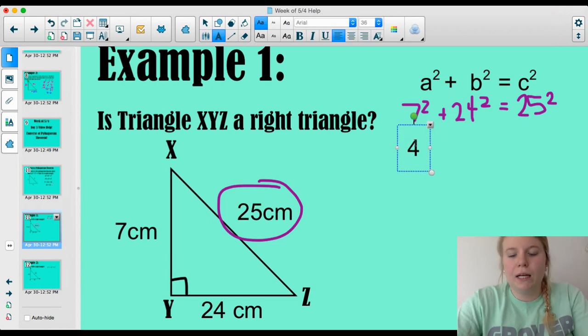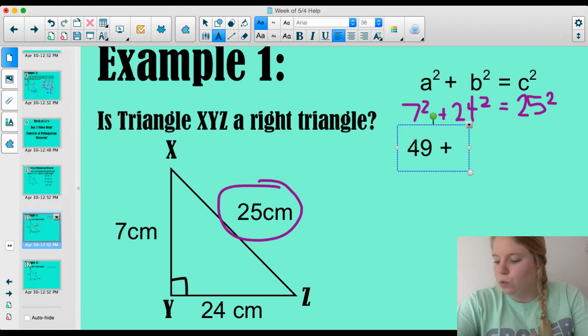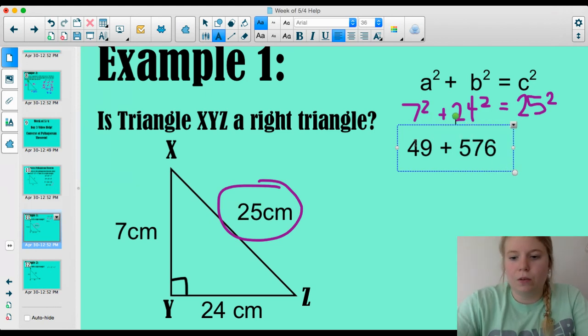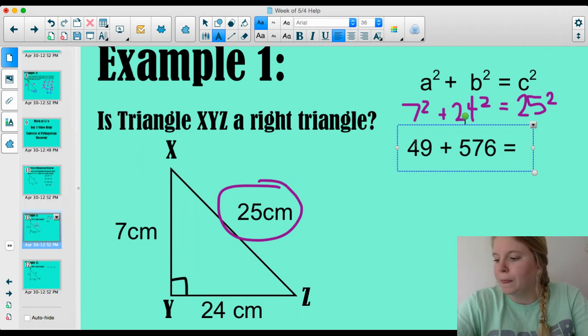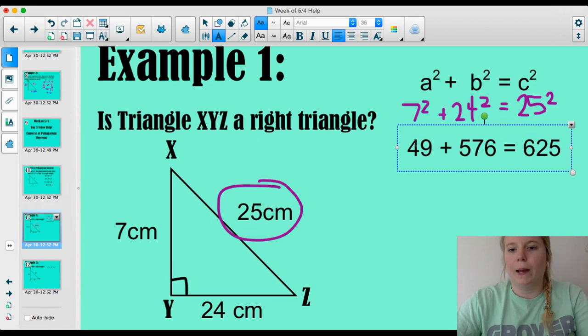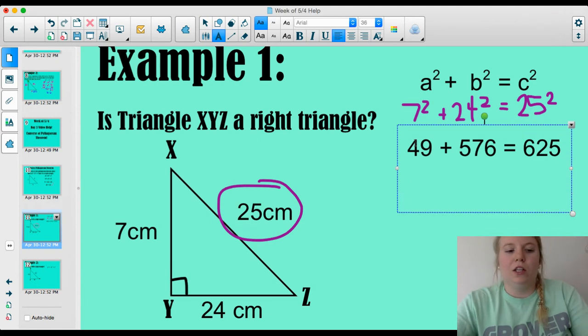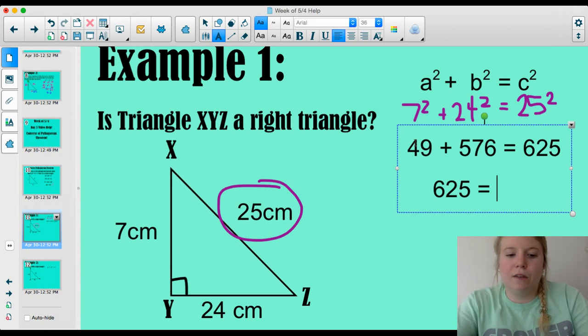So 7 squared is 49. 24 squared is 576. Yes, I had to check. I don't memorize those random squares. And 25 squared is 625. If you add 49 plus 576 together in your calculator, because I know you don't want to do it in your head, you get 625 equals 625.